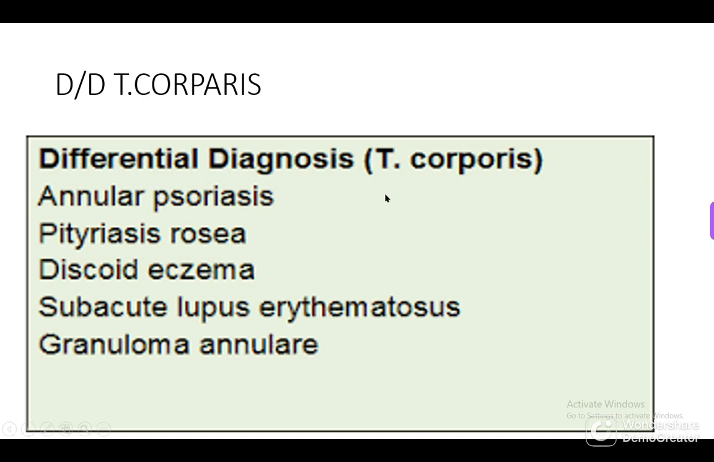Tinea corporis should be differentially diagnosed from annular psoriasis, which has a scaly, shiny type of scales. Pityriasis rosea, which we will discuss, has a reddish tinge in it. Nummular eczema is very itchy in nature, and fluid will definitely come out. Subacute lupus erythematosus, which I have already discussed, may occur as annular lesions in different parts of the body. And granuloma annulare is another dermatological differential diagnosis of tinea corporis.